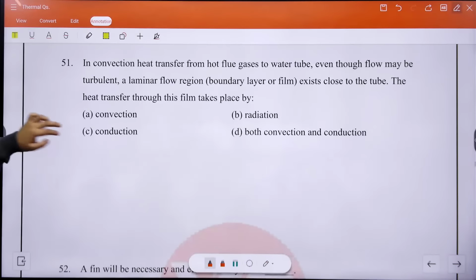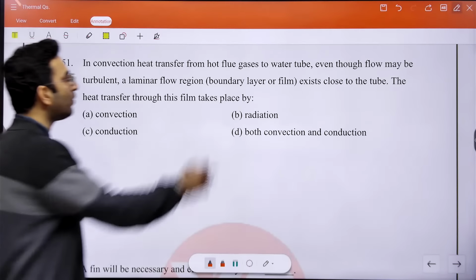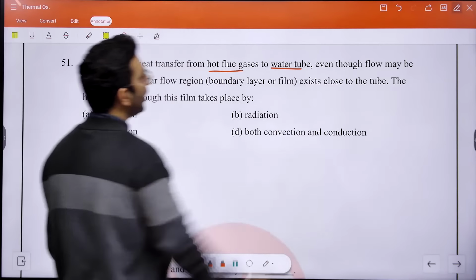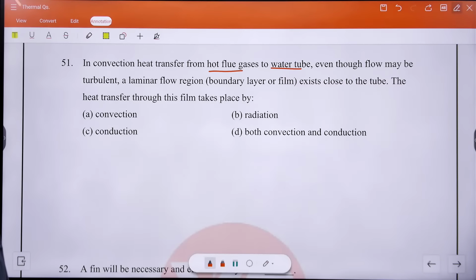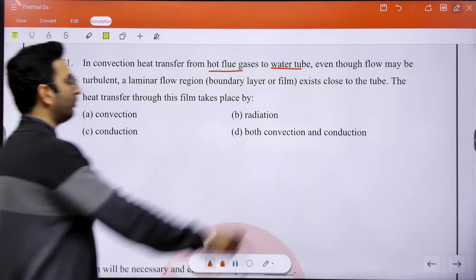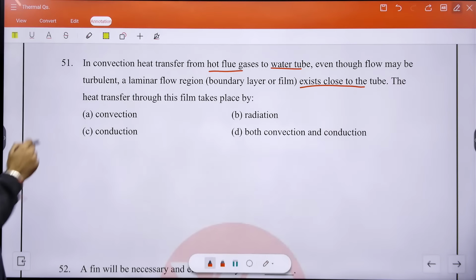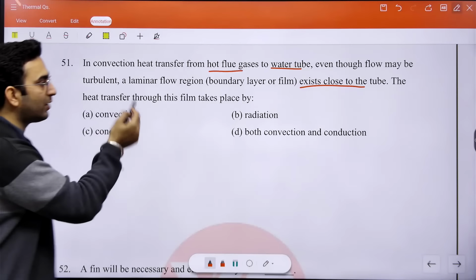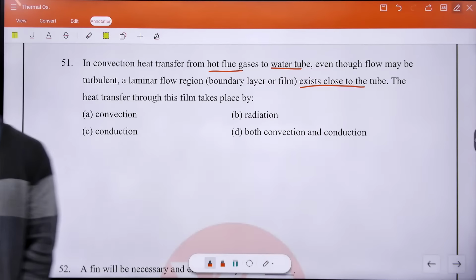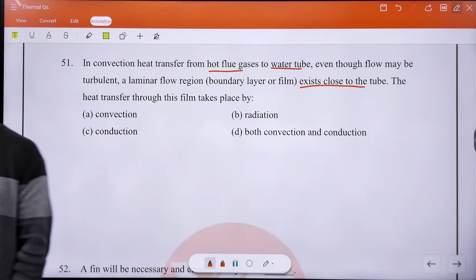Next, in the convection heat transfer from hot flue gases to the water tube, even though the flow may be turbulent, a laminar flow region exists close to the tube. The heat transfer through this film takes place by convection, radiation, conduction, or both convection and conduction here. What can be the answer in this case?